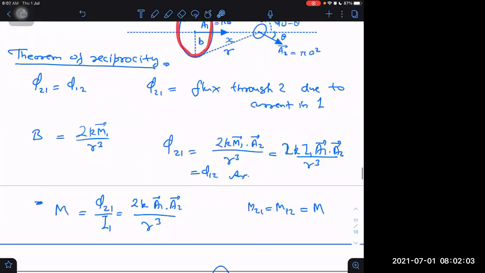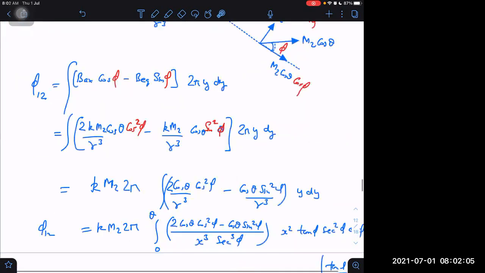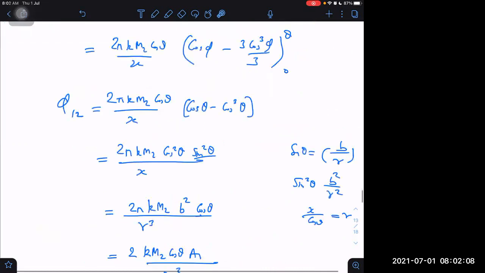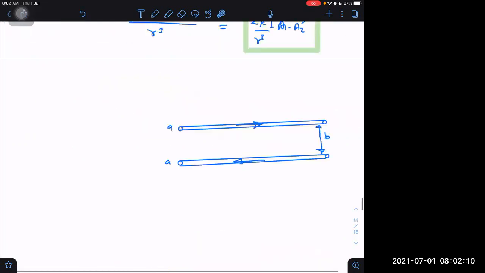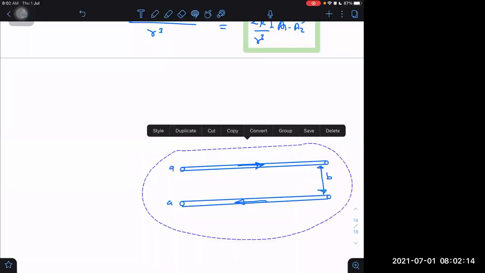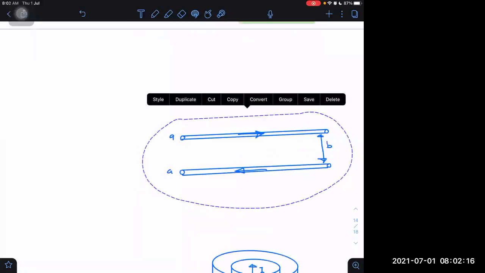Is it okay? Okay. Right. Second one is this question.